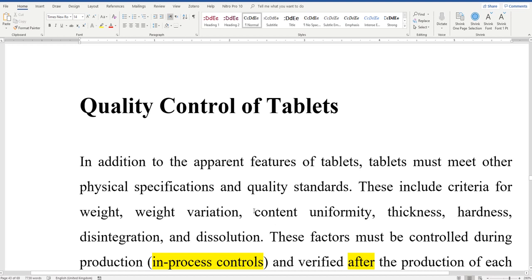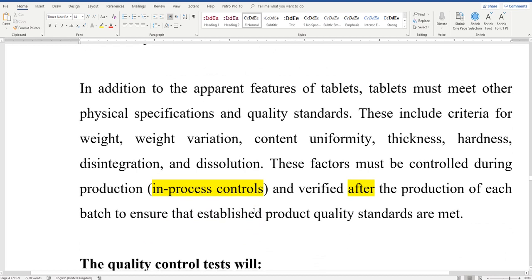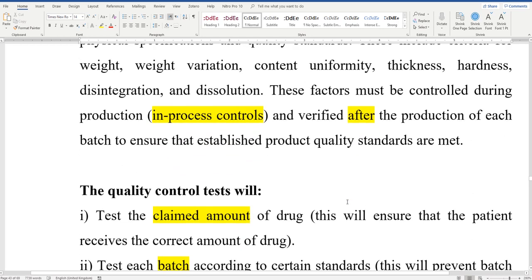During the process of tableting and after that, you need to test your product, whether while making your product or after you produce your product, which is the tablets. You have in-process control and you have after-production control tests that you have to do. Now, why are we doing the tests? We are not assuring anything, we are testing. We are testing the claimed amount, for example.